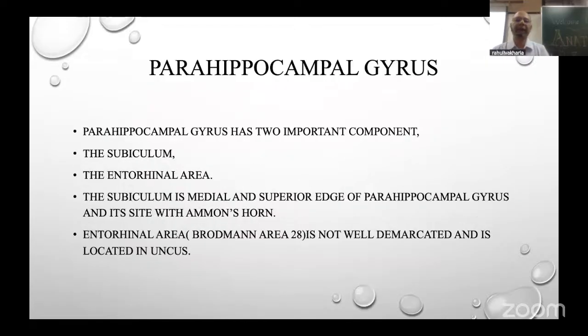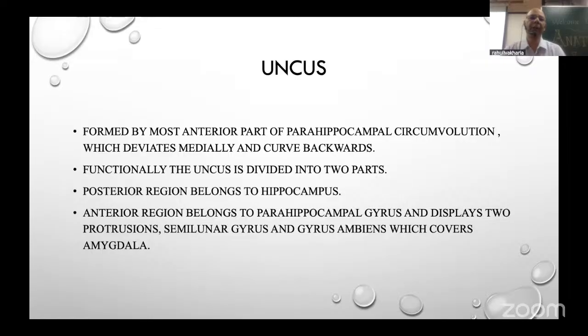The parahippocampal gyrus has two very important components. One is the subiculum and one is the entorhinal area. The subiculum is the medial and superior edge of the parahippocampal gyrus, and it connects to the cornu ammonis, or Ammon's horn. And the entorhinal area, or what we call Brodmann's area 28, is not well demarcated. You can say that this is the entorhinal cortex, but it's a diffuse area located in the uncus. I'll show you on the images a little later.